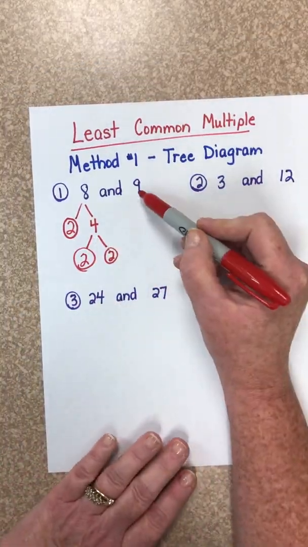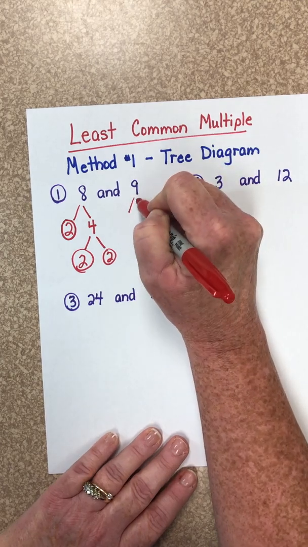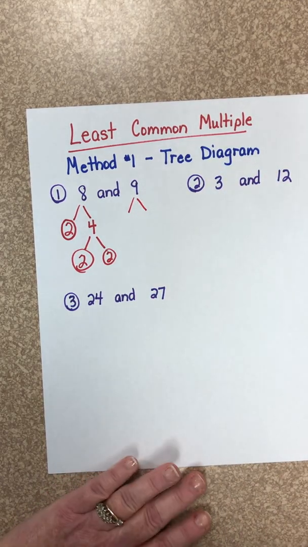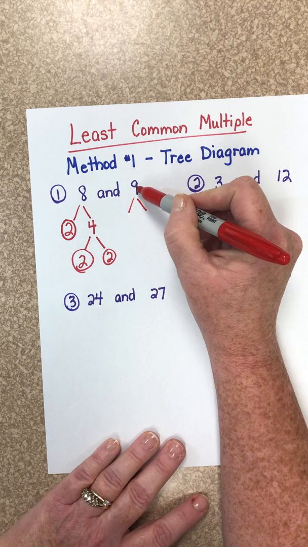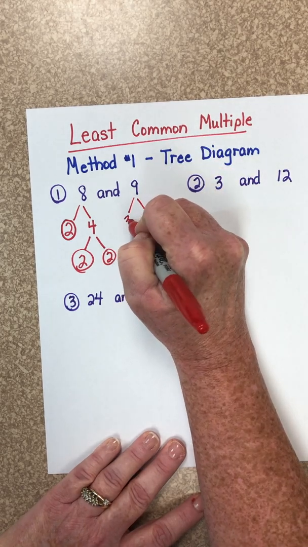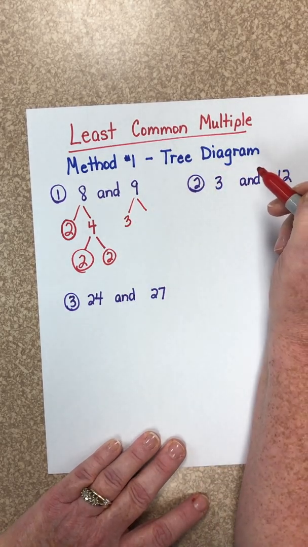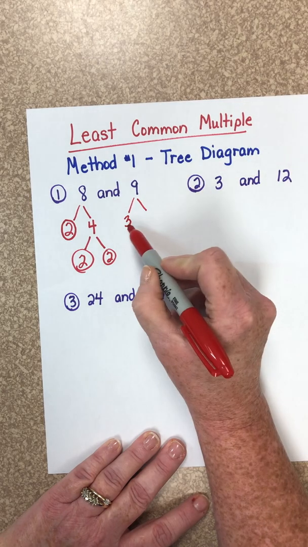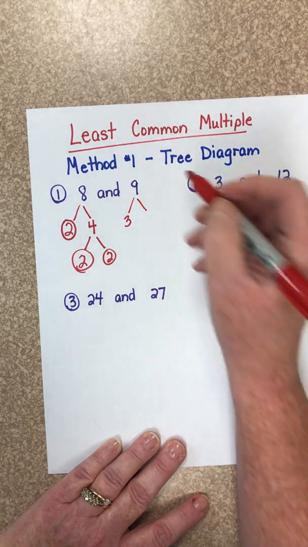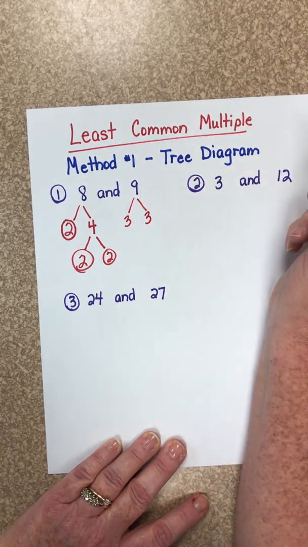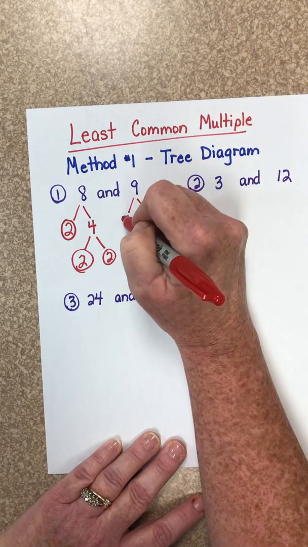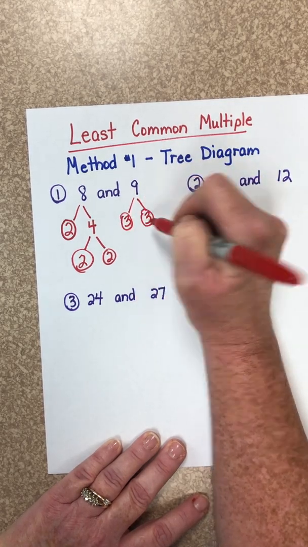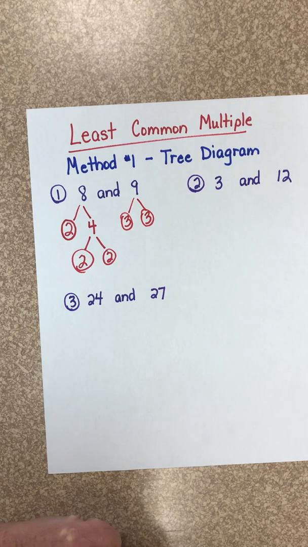So now let's go to 9, and let's start with our 2 branches. And since 9 is odd, that means we're going to use a 3 because that's the smallest prime number for odd numbers. So 3 times what is 9? Well, that's a 3. And we just looked at the hundreds chart, so we know that the 3s are prime. Now let's find that least common multiple.